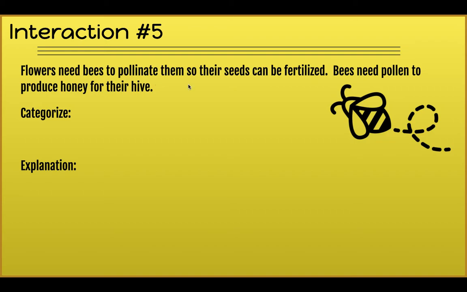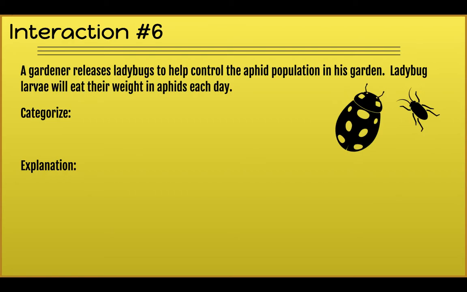Flowers need bees to pollinate them so their seeds can be fertilized. Bees need pollen to produce honey for their hive. I feel like that one is just straightforward, right? Flowers need the bees to pollinate them, and then the bees need the pollen from the flowers to produce honey. So again, mutualistic. They're both benefiting. Okay.